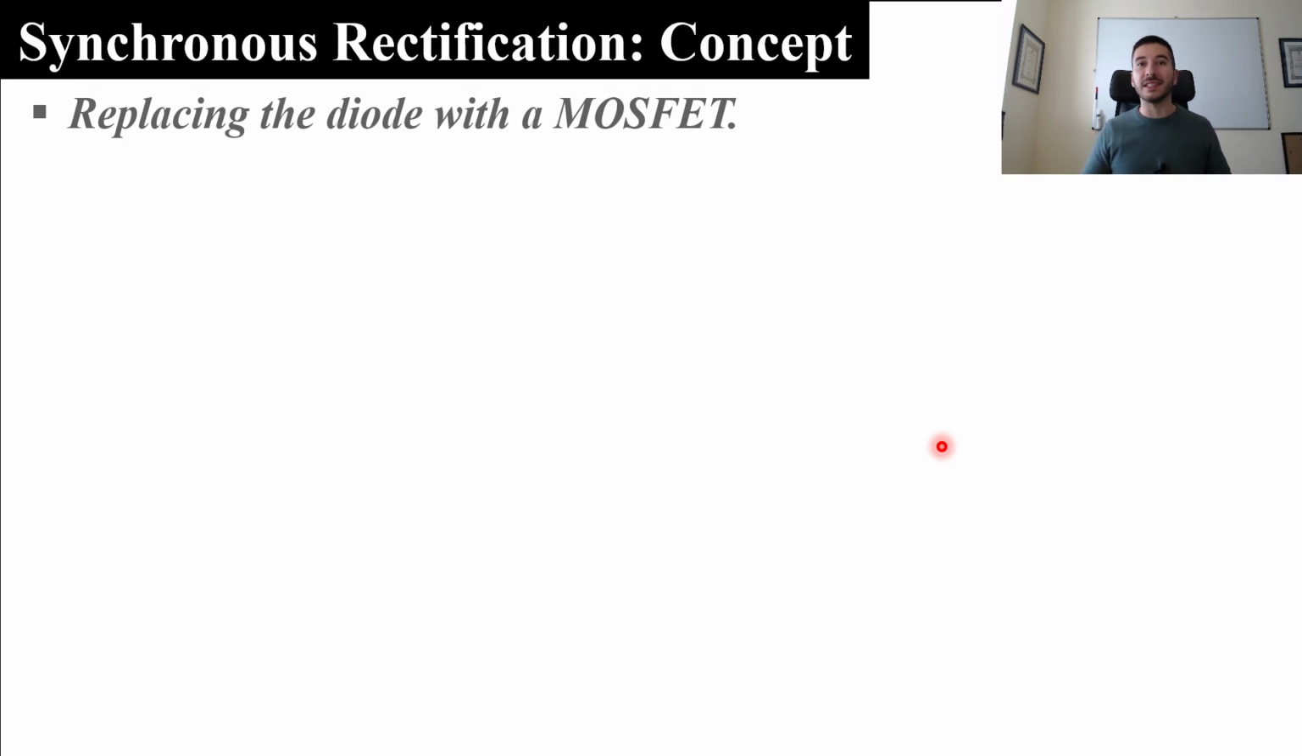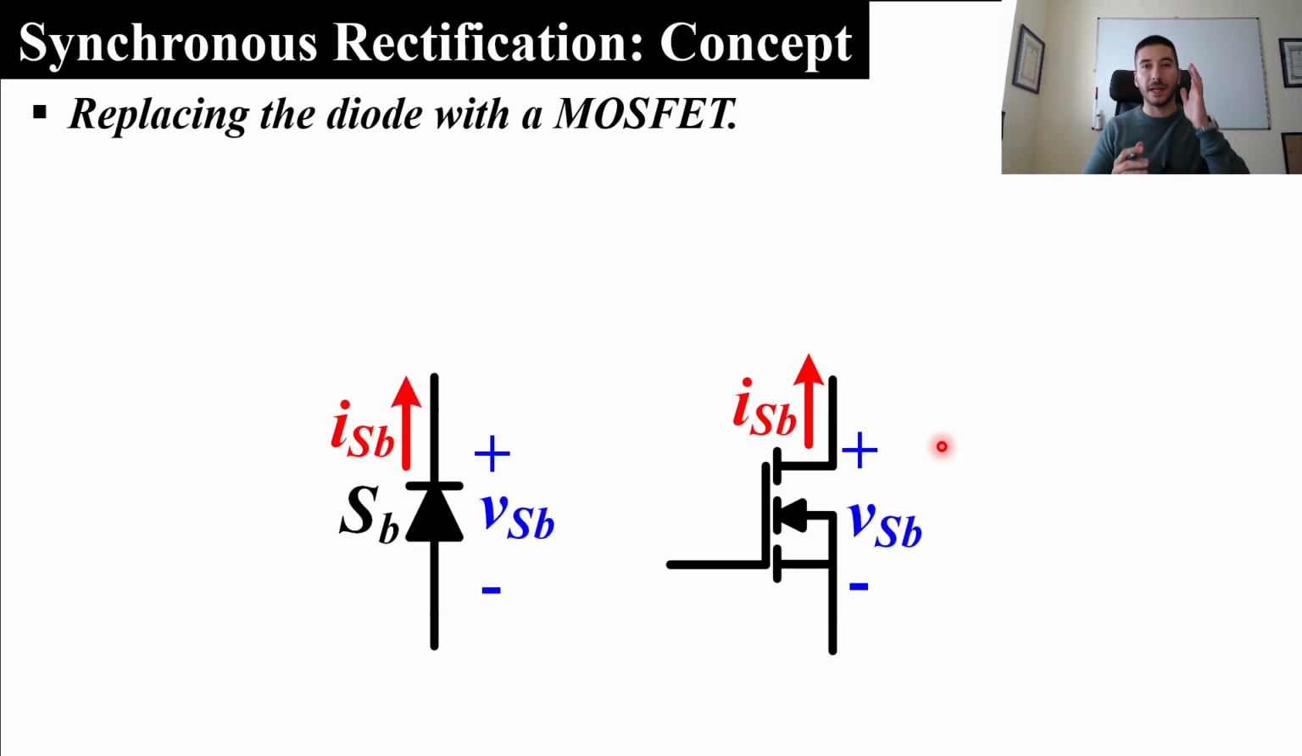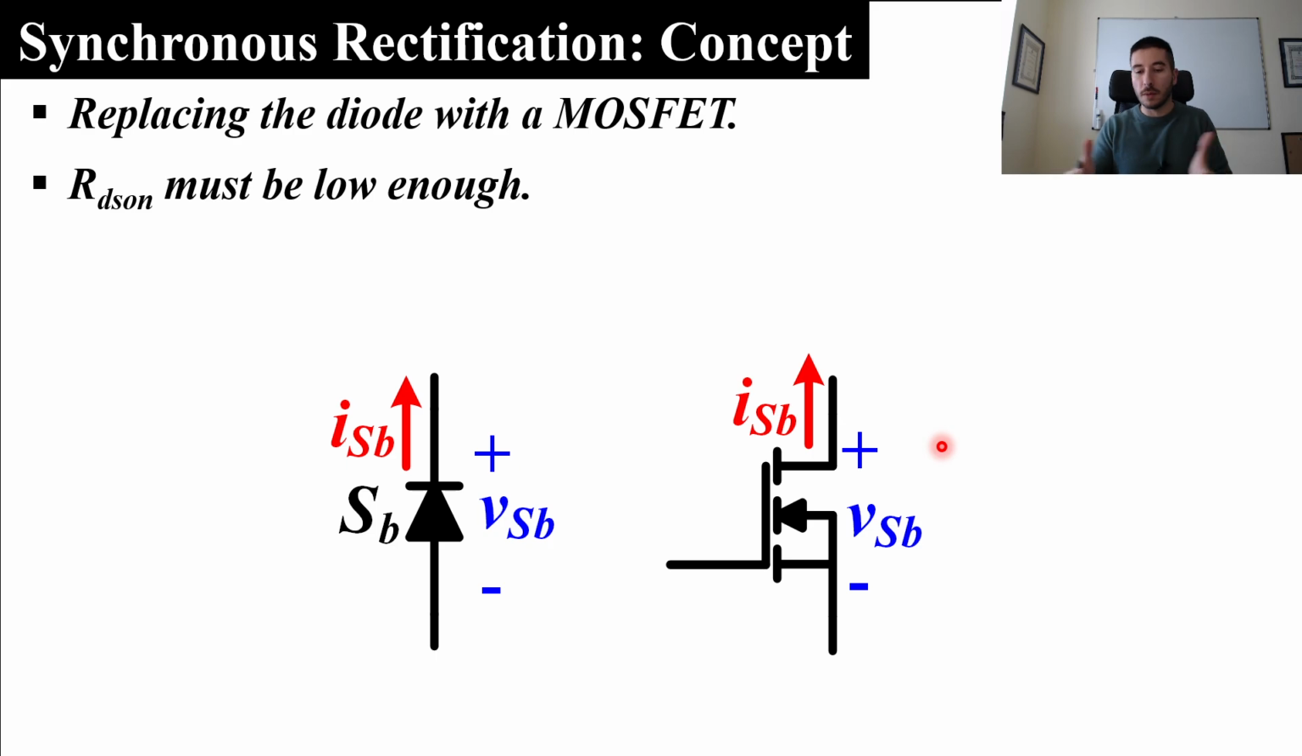So what is the idea of this technique? It's very simple. What we are going to do is replace the diode with a MOSFET. We apply this synchronous rectification when the diode conduction is the main contribution to the total power losses, as in our case, and moreover, when the MOSFET we use for replacing the diode has an on-resistance that is better in terms of power losses.